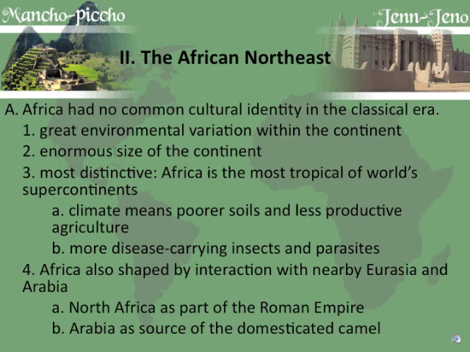All right, so we're going to begin with Africa. And they really had no common cultural identity in the classical era. There's going to be a wide variety of areas. You have North Africa, you have West Africa, you have the Sahara Desert right there at that top middle region. You have East Africa, you have Central Africa, you have the Western coast, you have the Central Kingdoms, you're going to have South Africa.